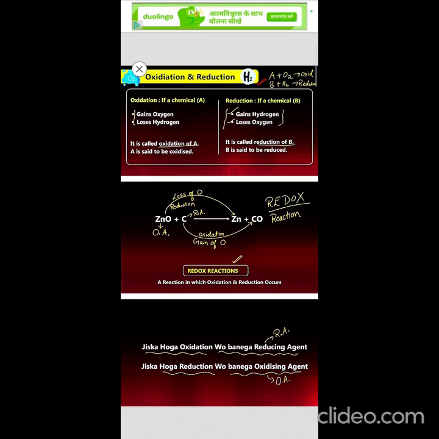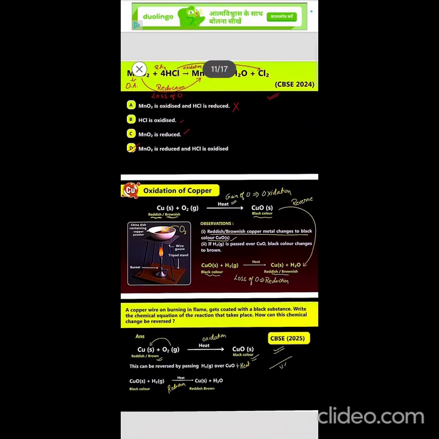And the element which is oxidized, whose oxidation takes place, is known as the reducing agent. Here, carbon is oxidized to form carbon monoxide. Oxidation of carbon takes place. So, carbon is the reducing agent. Understood? Oxidizing agent and reducing agent. Let's take another example. Very simple example.